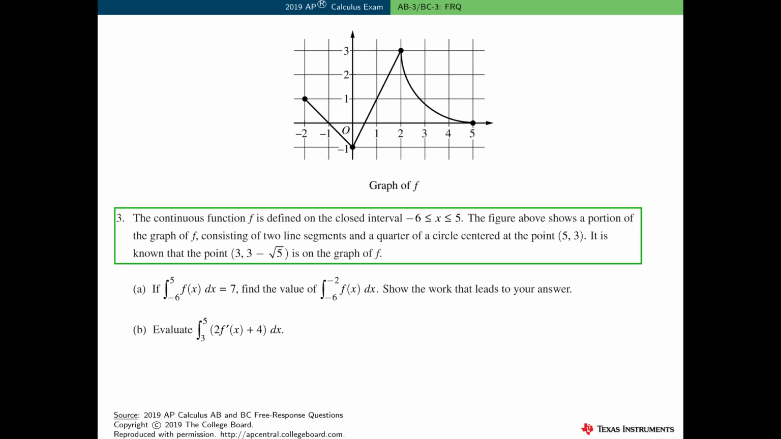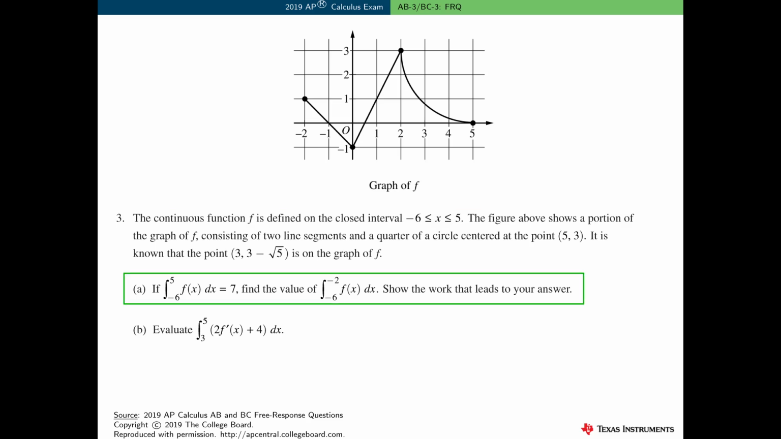This problem involved the graph of a continuous function f, defined on the closed interval -6 to 5. Part of the graph of f, given in the figure, consists of two line segments and a quarter circle centered at the point (5, 3). In addition to the points marked on the graph of f, the point (3 - √5, ...) is also on the graph of f.